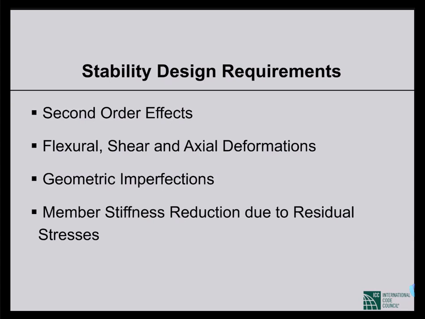For stability design, we have to consider 4 things which cause instability. One is second order effects. We'll discuss that. Second is flexure, shear, and axial deformation. Naturally, we know that flexure causes compressive stresses, and in steel, compressive stresses cause buckling.